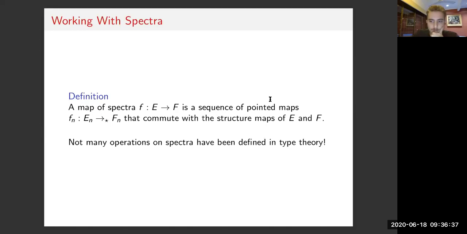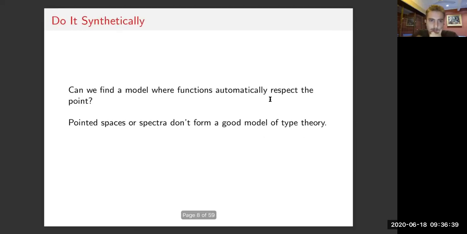So something that we could try and do instead is work synthetically. So it's not so much in the spirit of synthetic homotopy theory to basically reconstruct stable homotopy theory internally, just reuse all the same definitions. What would be nice is if we could use the type theory to do some of the work for us.